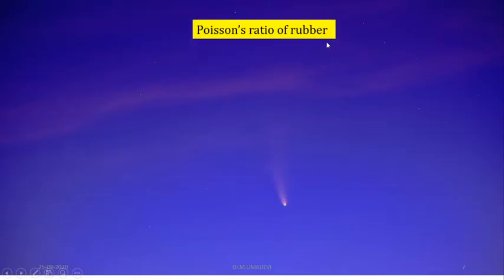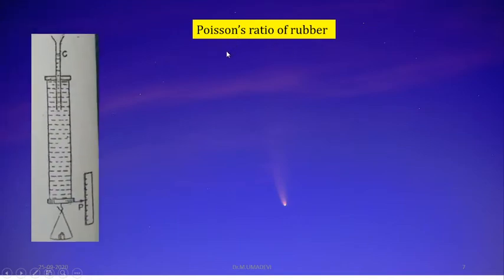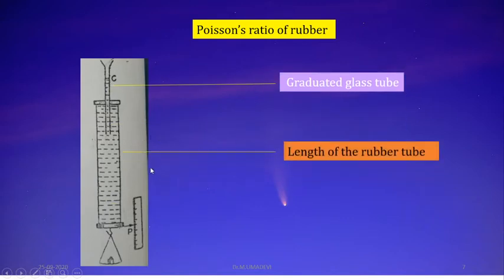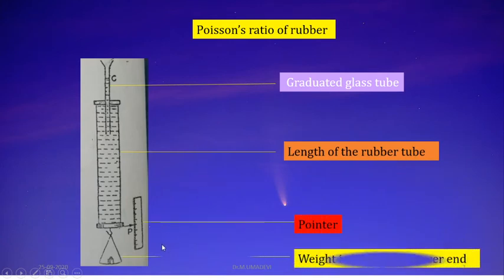Next I'll discuss the Poisson's ratio of rubber. Let us consider this diagram. Here C is the graduated glass tube, and this is the length of the rubber tube, and this is the pointer, and the weight is fixed at the lower end. This is about the Poisson's ratio of rubber. That means we have considered the rubber tube whose length is L, and C is the graduated glass tube, P is the pointer, and W is the weight.